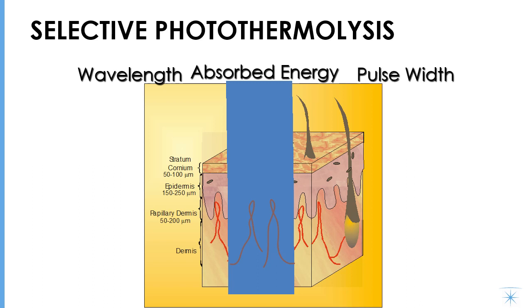Finally, pulse width is a very important parameter of the laser, and it's very important to use the right and appropriate pulse width or pulse duration to achieve selective photothermolysis. And this is something which we are going to throw some light on in the coming few minutes.